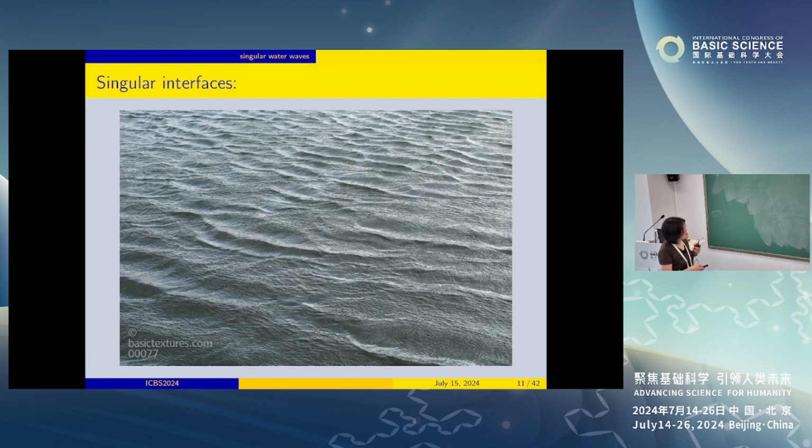Now this is what we want to see. We often see things like this in the ocean. So the question is, how do we understand these kinks there?